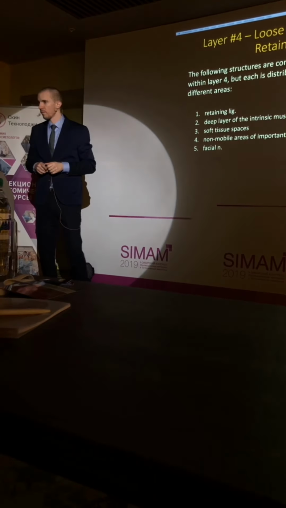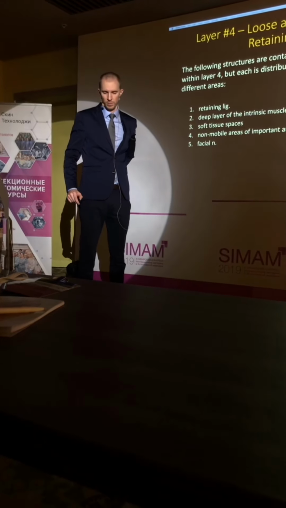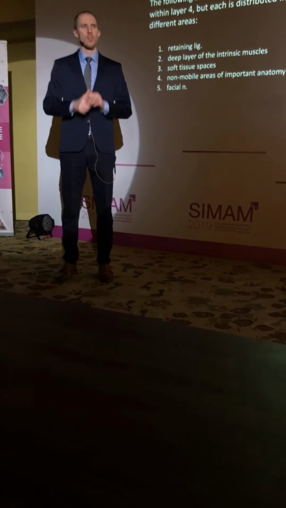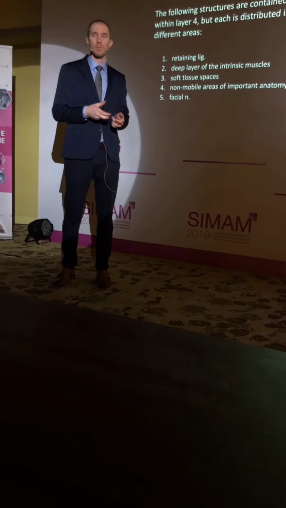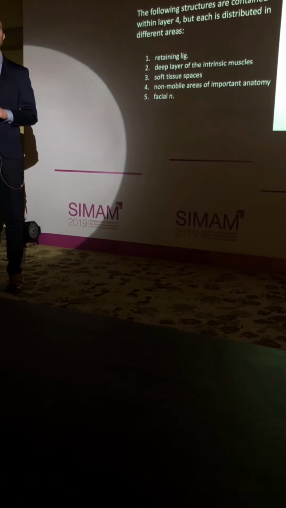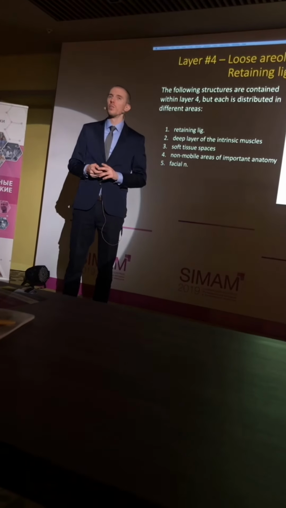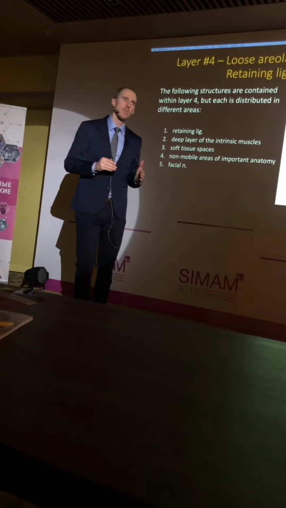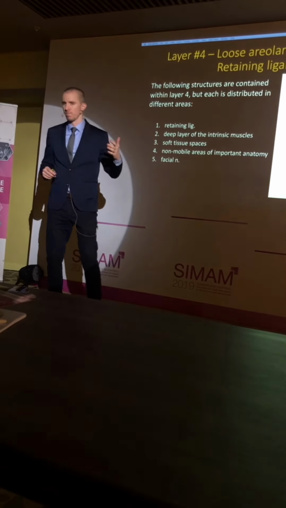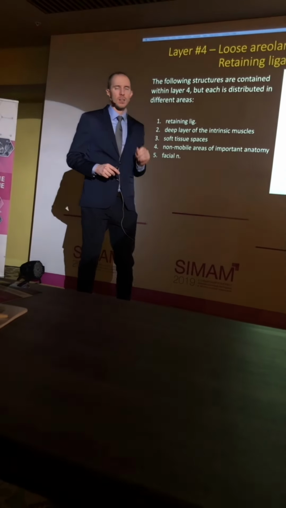So at this point we understand that layer 4 is no longer loose connective tissue, but a fixating ligament. What confuses us is that there are so many names: retaining ligaments, septums, adhesions. According to the original descriptions, a retaining ligament should run from the bone to the dermis.